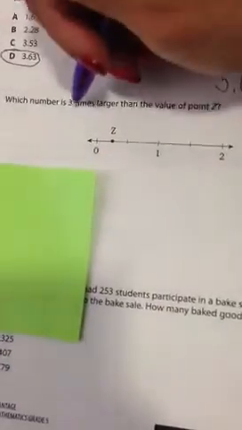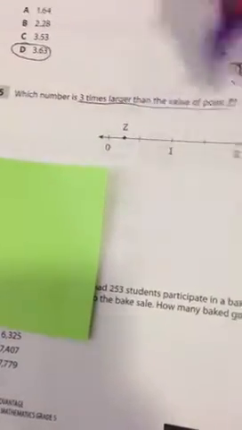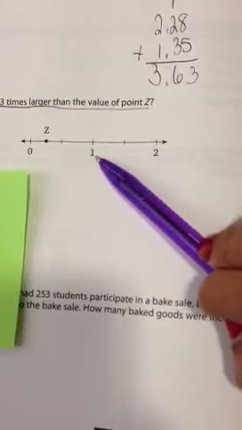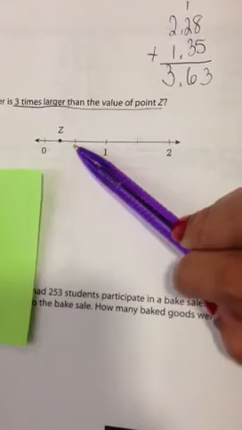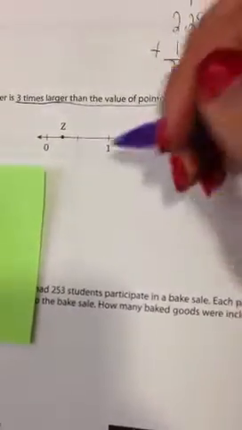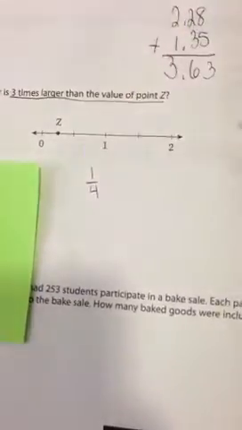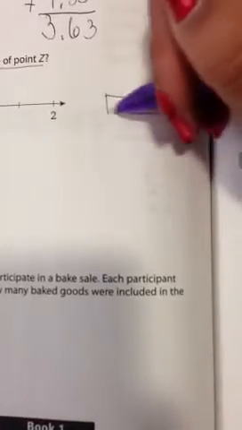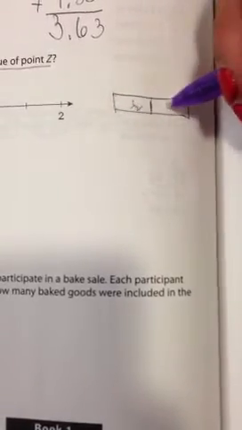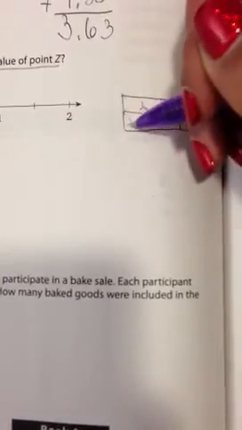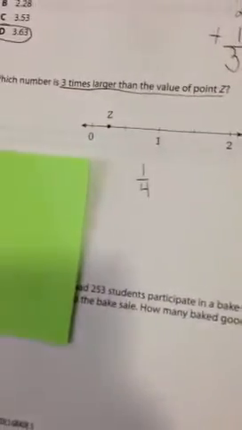Next problem. Which number is 3 times larger than the value z? So I'm looking here and I see that z has to be a fraction because it's less than 1. So this is halfway. That's a half. And what's half of a half? I know that half of a half is 1/4. Why? Because when I think of 1 whole, when I cut it in half, I have halves. And when I cut them in half again, I have 4 pieces, so this will be a 4th. Okay? So what is 3 times larger?